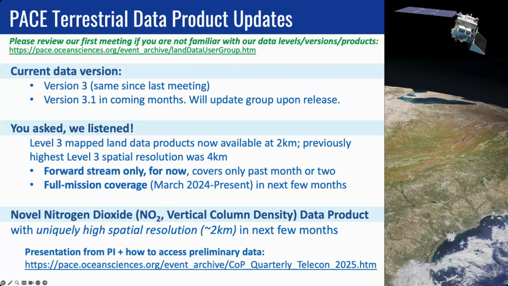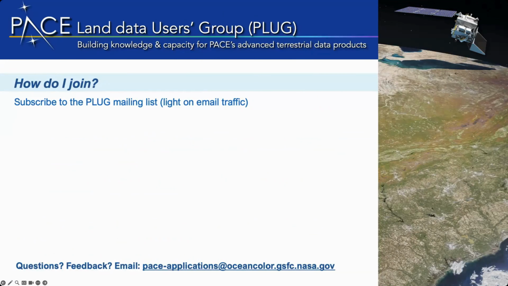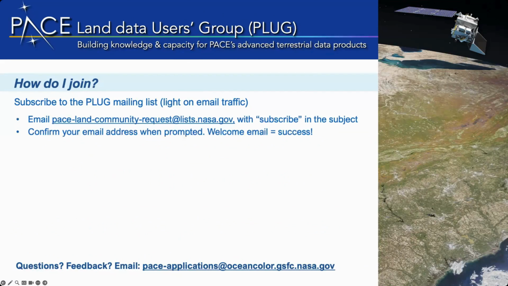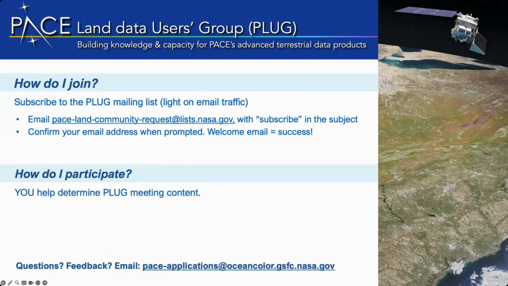As for a really quick overview of our group, for those of you that have not been to the previous meeting, how do you actually join our PACE Land Data Users group? You just subscribe to our mailing list. It's pretty light on the email traffic. The instructions are there. You basically send a blank email that says subscribe to that address there.